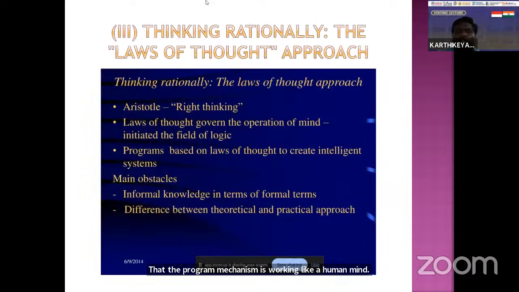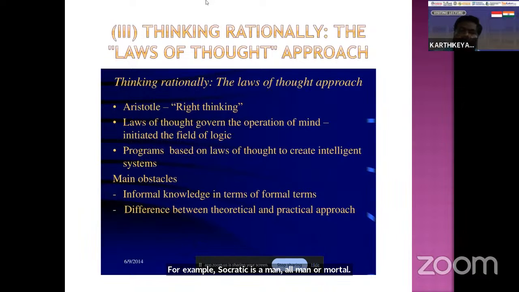And the third approach is thinking rationally. This approach is following the laws of thought. The laws of thought govern the operation of the mind and initiate the field of logic. This is a program based on laws of thought to create an intelligent system. The laws of thought were supposed to govern the operation of the mind and that study initiated the field called logic. For example, Socrates is a man, all men are mortal, therefore Socrates is mortal.